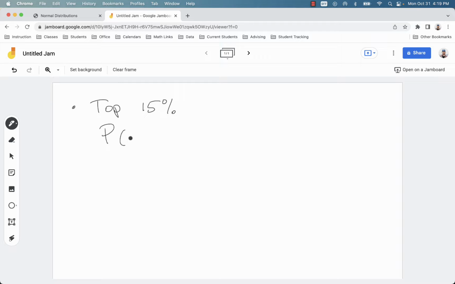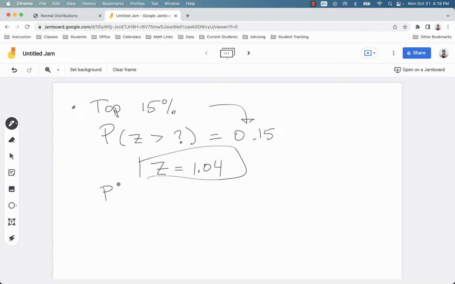So we're saying that the probability that z is to the right of some number that we don't know is 0.15. And we want to know what that is. Sometimes we'll put a c there or a different variable. I usually just write it this way, 1.04. That was approximately. You could rewrite this now. Probability of being to the right of 1.04 is 0.15.